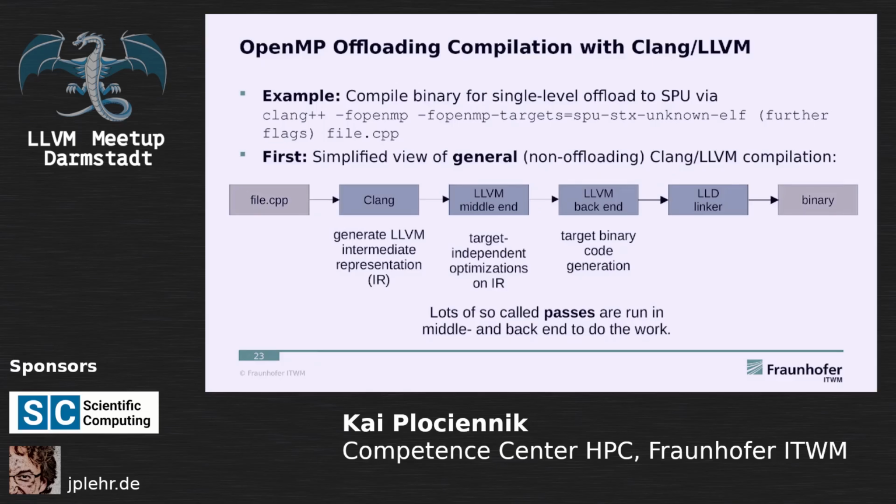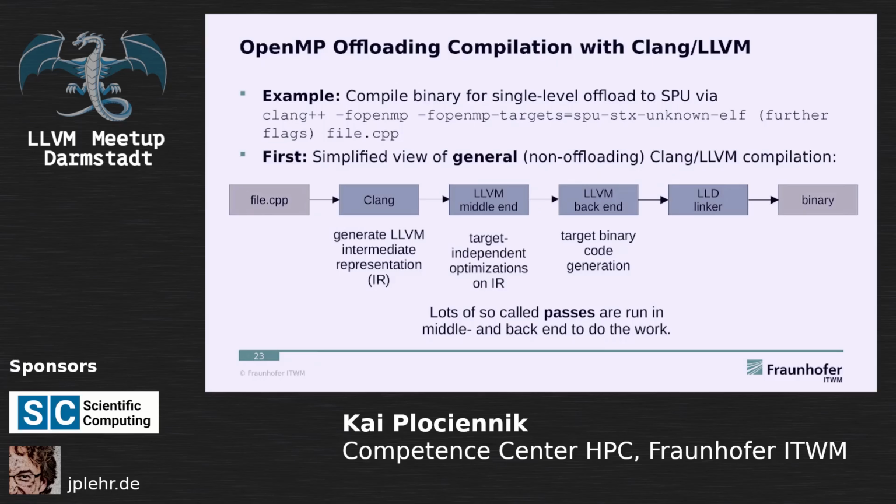And then in the LLVM middle end, there are lots of target-independent optimizations on this IR already going on to, for example, simplify this IR, unroll loops, and so on. And after you're finished with your target-independent optimizations, you go into the LLVM backend and create binary code for your specific processor architecture. Then you link everything with ideally the LLD linker, the linker provided by LLVM, and then you get your final binary.